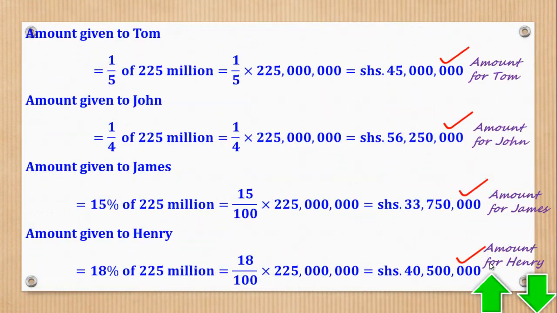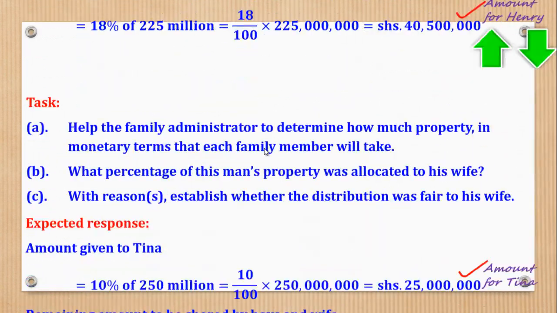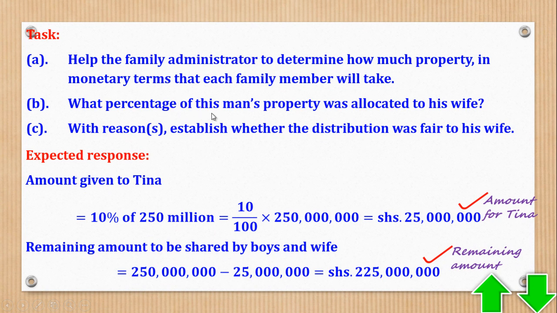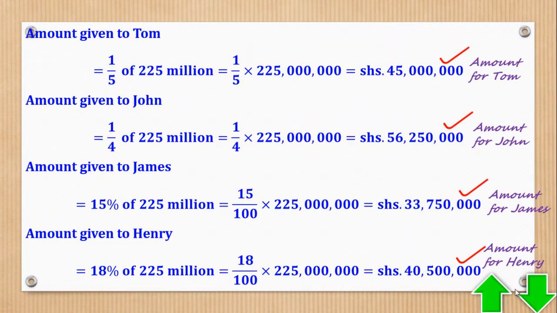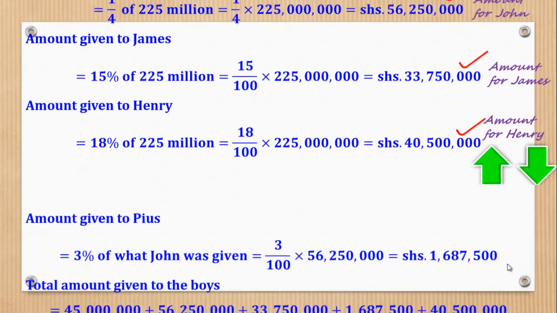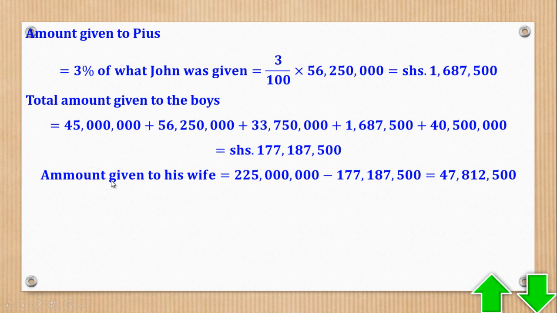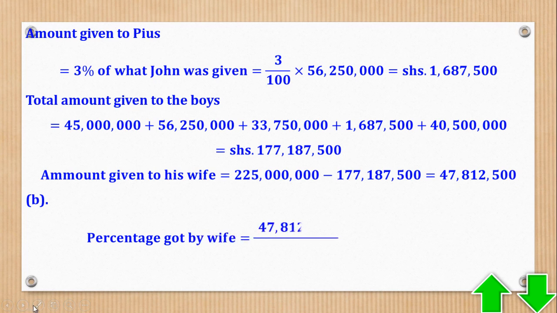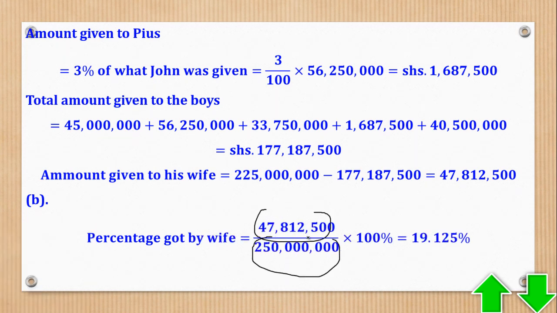Now we can go to task B. Task B says, what percentage of this man's property was allocated to his wife? Remember, percentage is part of a whole expressed as 100. So we shall get the amount given to the wife over the total of the man's property times 100, which gives you 19.125%.